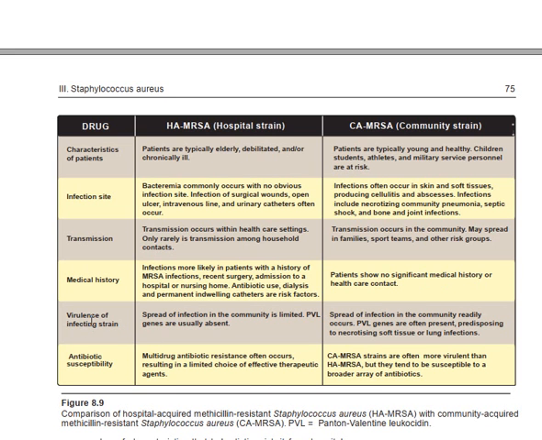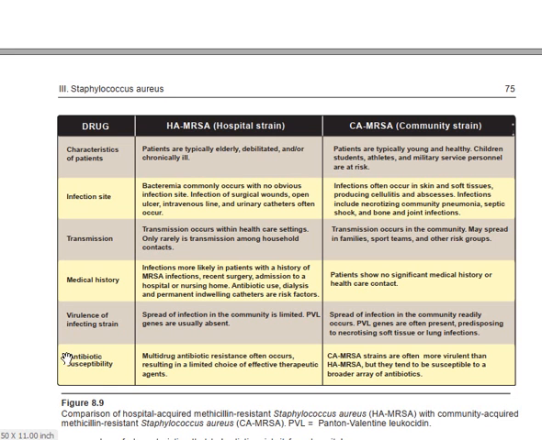Now, virulence of the infecting strain. Usually, the spread of the infection in the community is limited, and the Panton-Valentine leukocidin gene is usually absent. So you see, the virulence is not going to be very high in hospital-acquired MRSA, but the virulence factor, the Panton-Valentine leukocidin gene, is going to be more present in the community-acquired case.